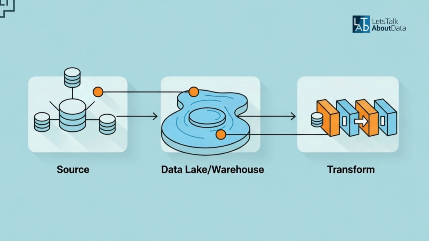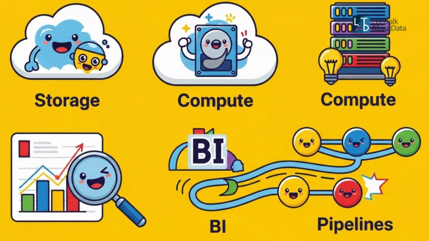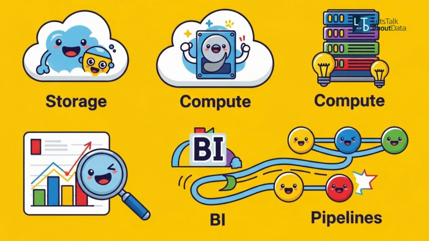ELT, extract, load, transform. Now, raw data is loaded directly into scalable cloud platforms. Tools like Snowflake, Redshift, and BigQuery handle transformations on the fly with powerful compute capabilities. What defines the modern data stack? Cloud-native, modular, and scalable components. Think plug-and-play tools, one for ingestion, another for transformation, one for orchestration, and so on. The stack is no longer a monolith, it's a curated ecosystem.